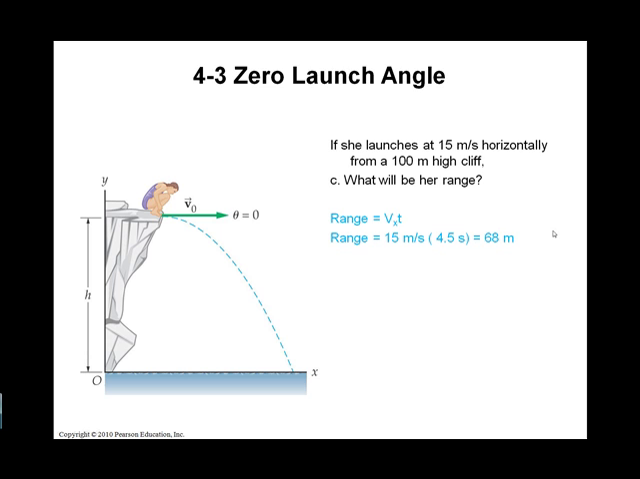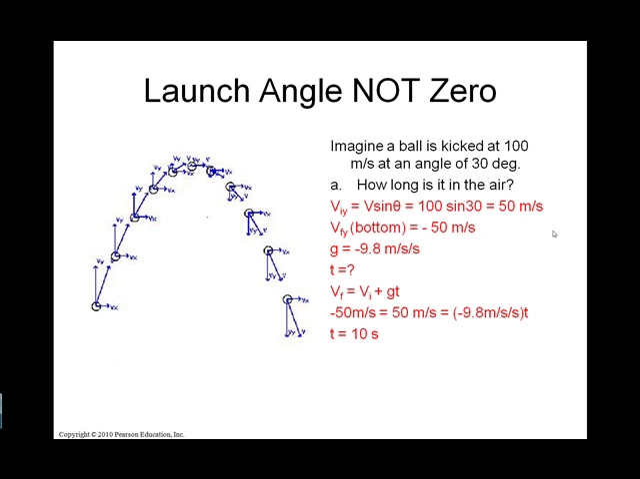How would it change if you had it not launched at 0? So let's say we imagine that we kick a ball at 100 meters per second at an angle of 30 degrees. And we want to know how long it's in the air. Well, first we need to resolve and find out what its Vy is. Remember, if we're going to find how long it's in the air, we need to be looking at what's going on with Vy. Vy starts out as V sine theta, 100 sine of 30, which is 50 meters per second.